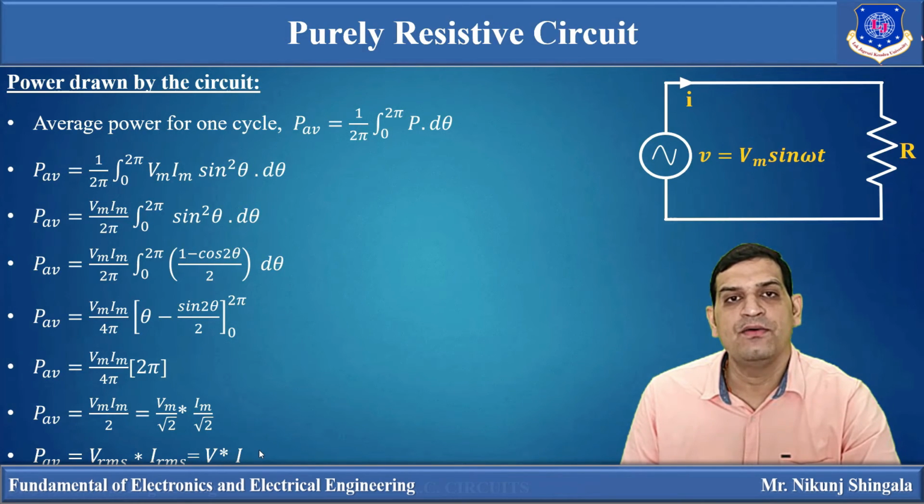So average power is nothing but V into I watt. For a purely resistive circuit, instantaneous power is given by Vm Im sin square omega t, and average power is given by the product of the RMS value of voltage and the RMS value of the current, represented by capital V into I. So P average which we are getting is V into I.